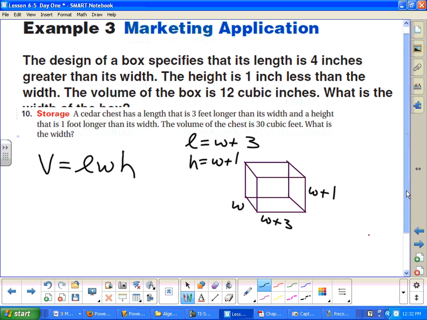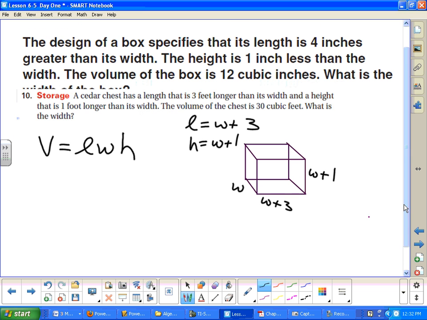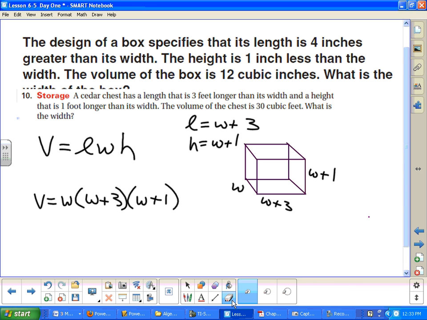So then all I need to do to solve this is write it as an equation. We have the width times the length times the height, and that is equal to 30.